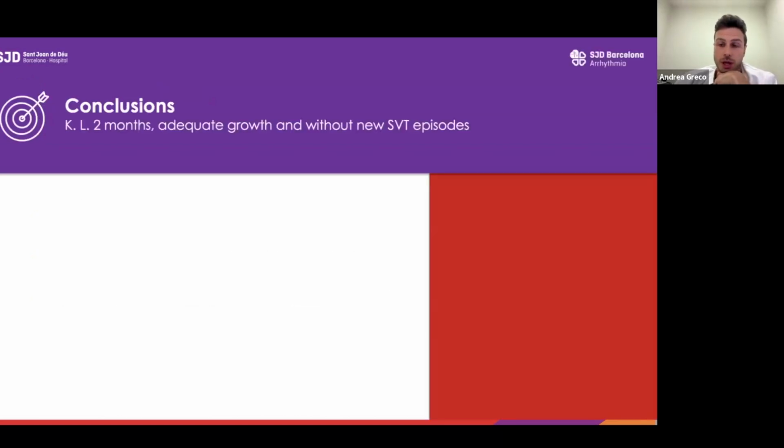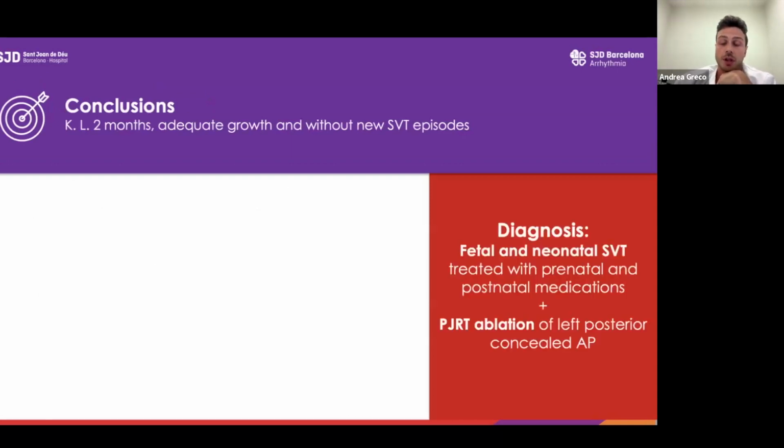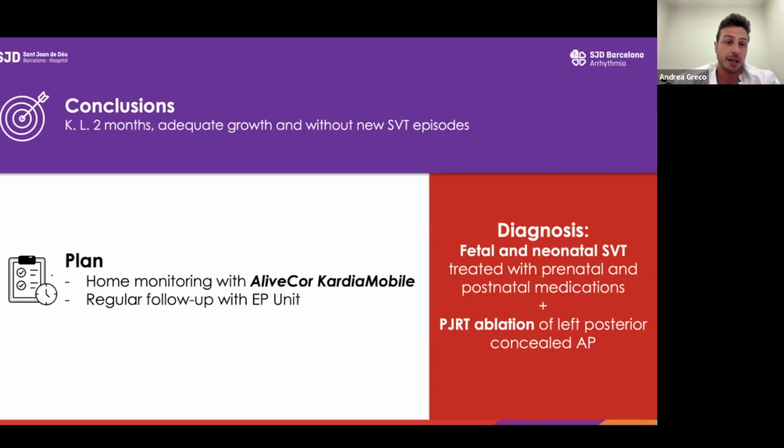So in conclusion, we have a male of 2 months with adequate growth and without new SVT episodes, with a diagnosis of fetal and neonatal SVT treated with prenatal and postnatal medication, and a PGRT ablation of a left posterior concealed accessory pathway. And the plan is monitoring with a KardiaMobile for the first months, and a regular follow-up with the EP unit.